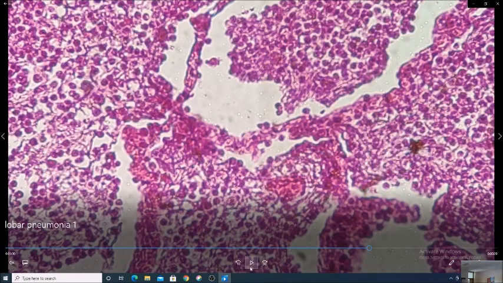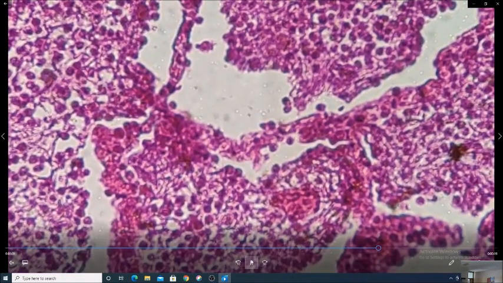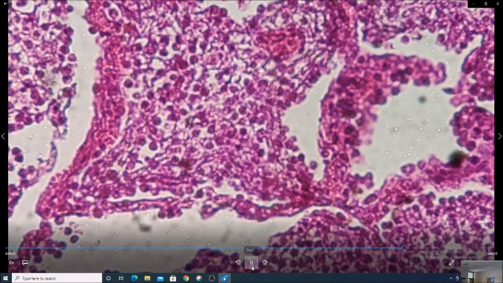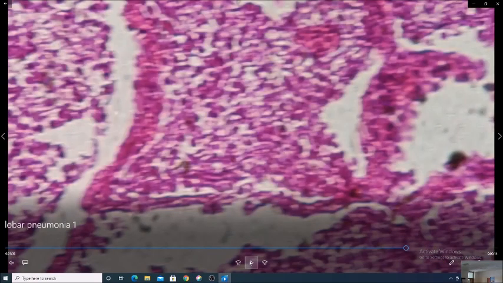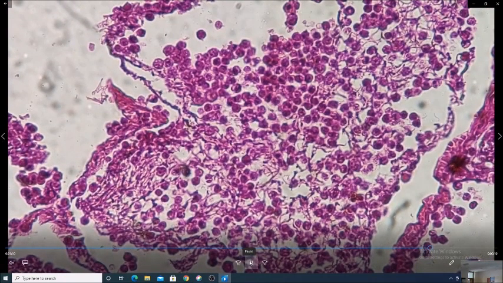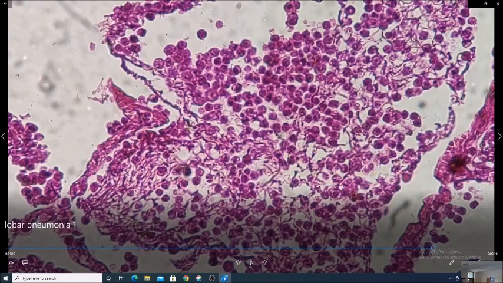Just trying to show you this under higher magnification. May not be that clear. Yes, this is clear. Okay, all this. Slightly, this slide was faded, so I've restained, and that's why it doesn't have much clarity of neutrophils. But this is the exudate with fibrin, so just contracting.